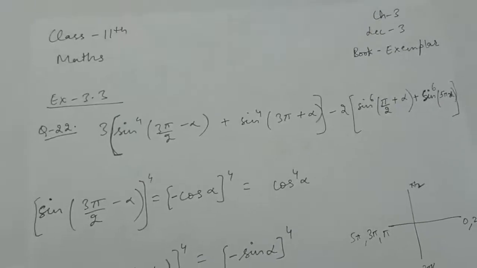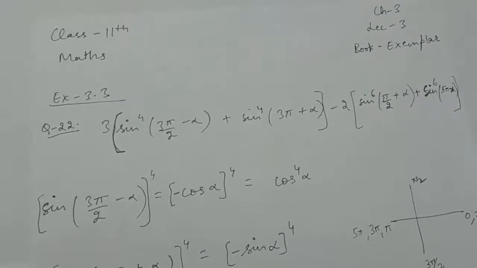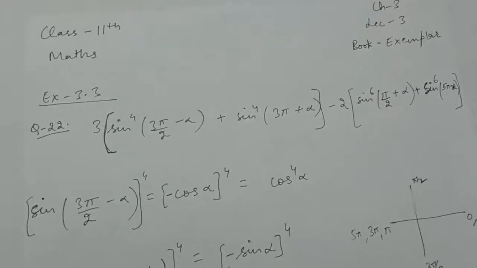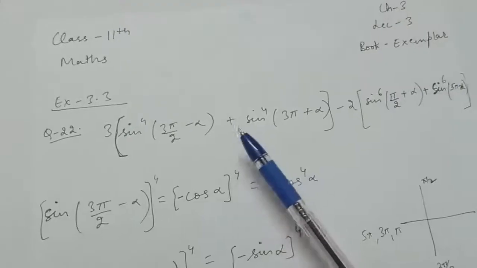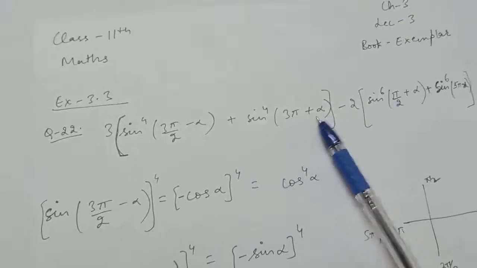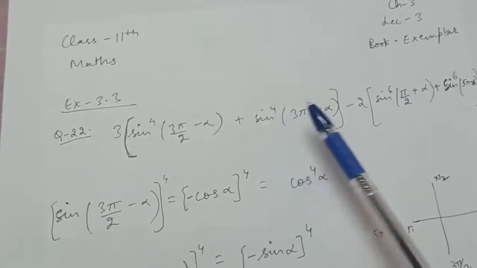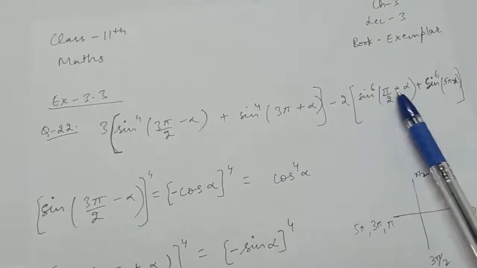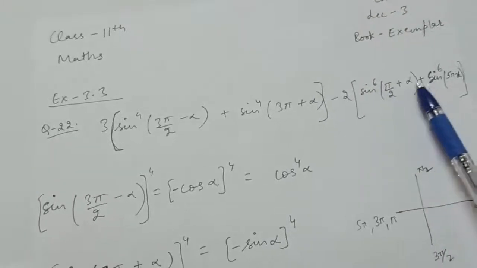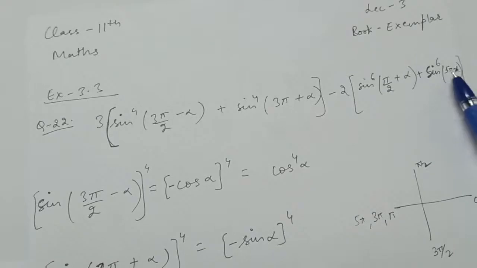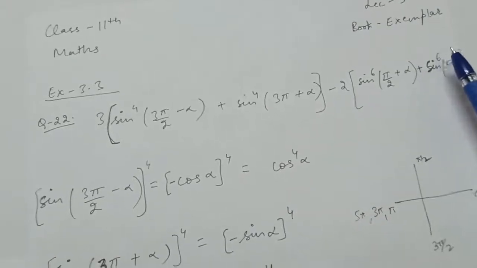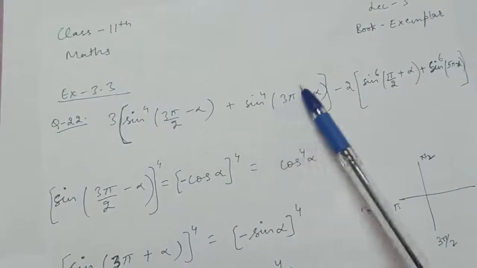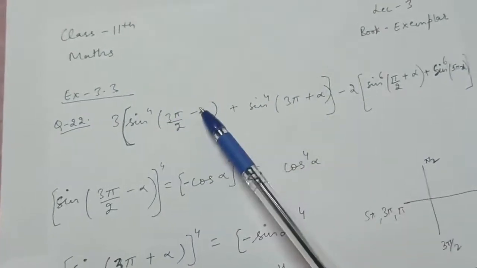Question number 22 is: find the value of the expression 3 into sine 3 pi by 2 minus alpha raised to the power 4 plus sine 3 pi plus alpha raised to the power 4 minus 2 sine pi by 2 plus alpha raised to the power 6 plus sine 5 pi minus alpha raised to the power 6. So see, we will calculate the values of the sine at these given angles, right?